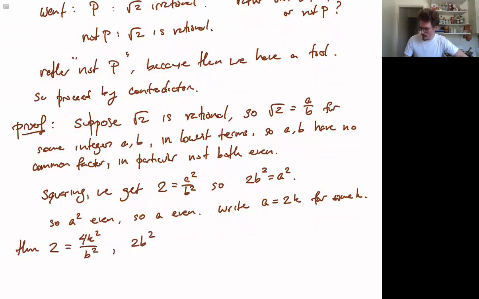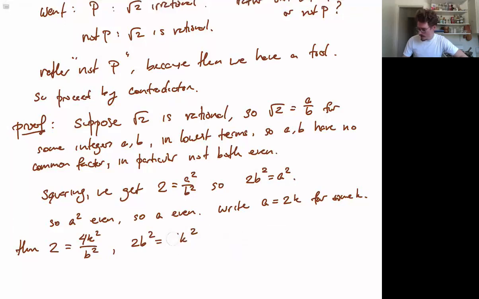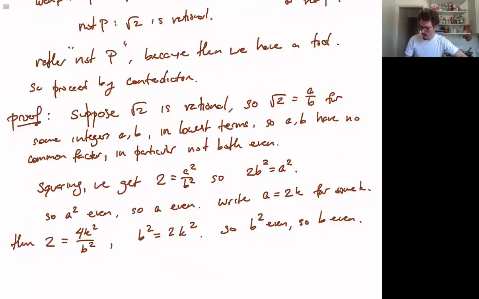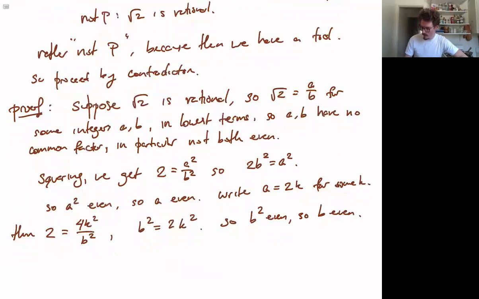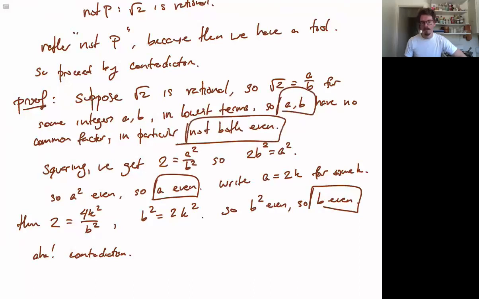So 2b squared equals 4k squared. And let me just go ahead right away and change this to b squared equals 2k squared. So b squared is even. So b is even. And aha! This is a contradiction, because we have concluded that b is even, and a is even, and also a and b are not both even.